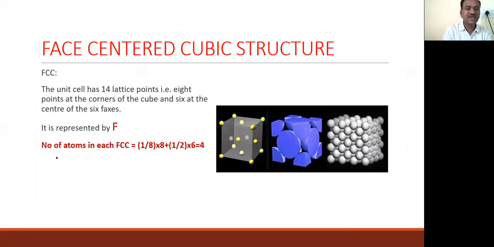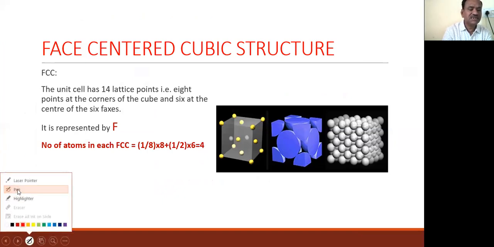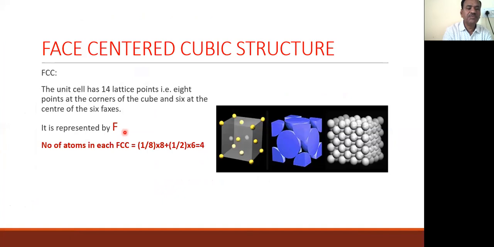This is represented by F, face-centered is represented by F. I have written the text: the unit cell has 14 lattice points, that is 8 points at the corners of the cube and 6 at the face centers. Totally 14 lattice points are there.